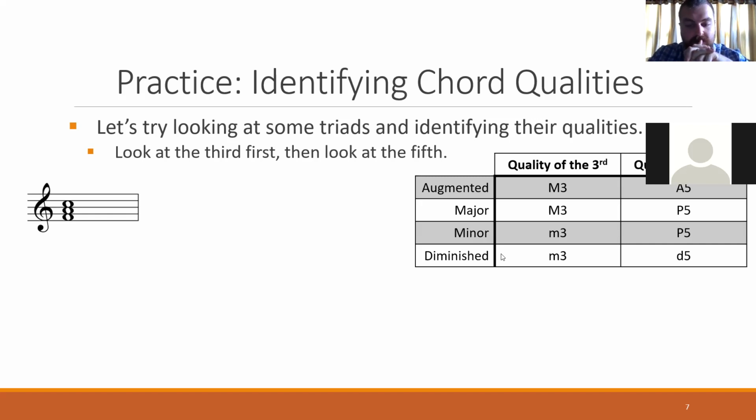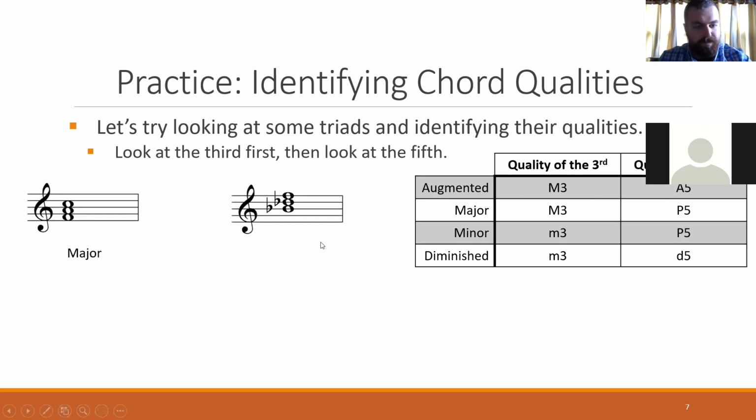I see 2 majors, major, major, major, major. Indeed, this is an F major triad. We would call this an F major chord. F up to A is a major third, and F up to C is a perfect fifth. Therefore, this is a major chord, as we can see on our chart there.